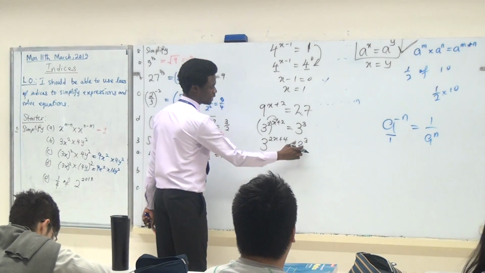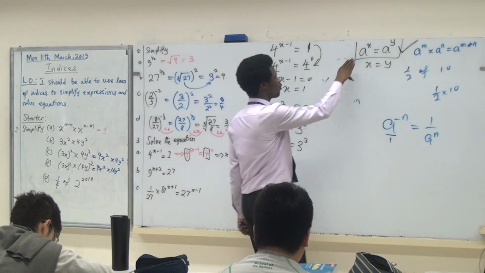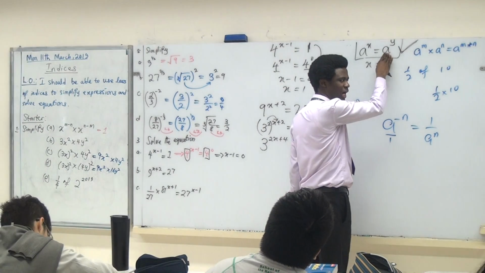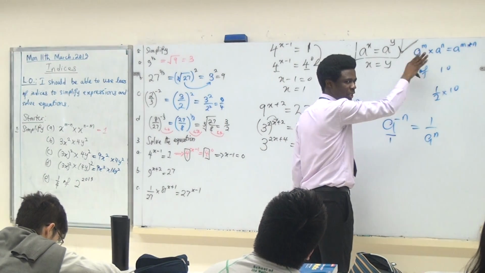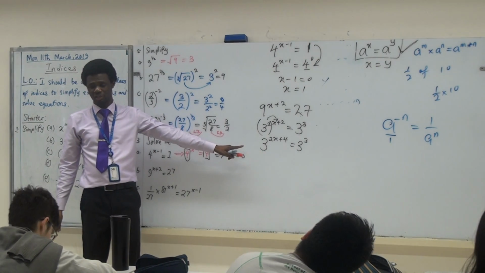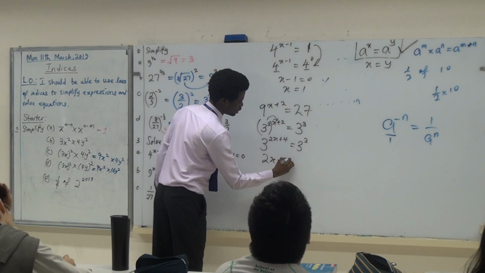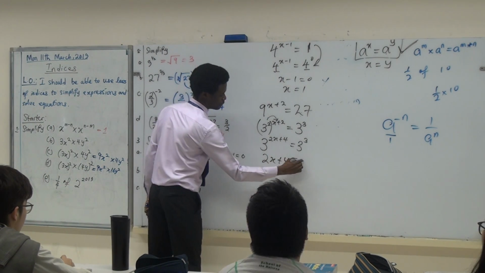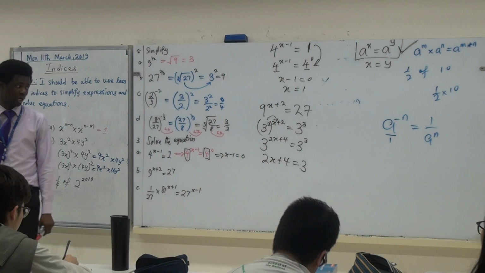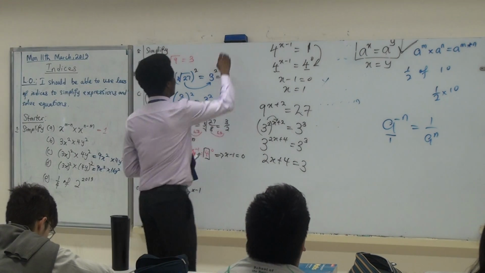Okay, now we can compare the powers because the bases are the same. Please, this must be one term, one term. You can't have 2, 3 and compare. You have to have 1, 1 before you do the comparison. Alex, are you listening to that? So with that, 2x plus 4 is equal to what? 3. Then you can solve. Did you get minus half? Yes, that's minus half. The last part.